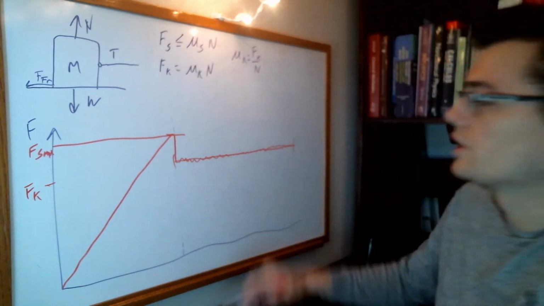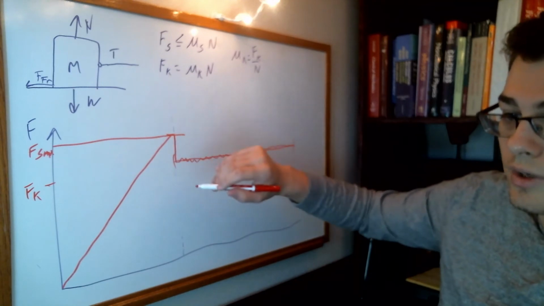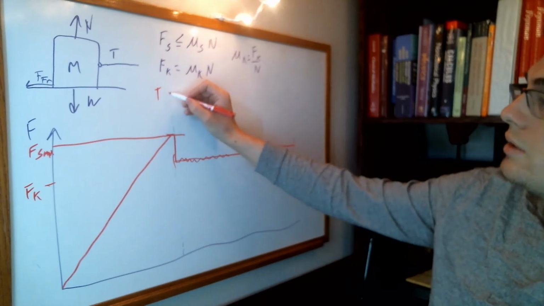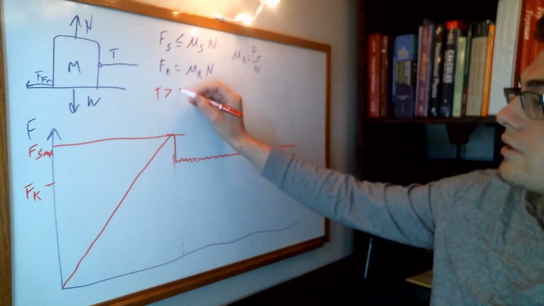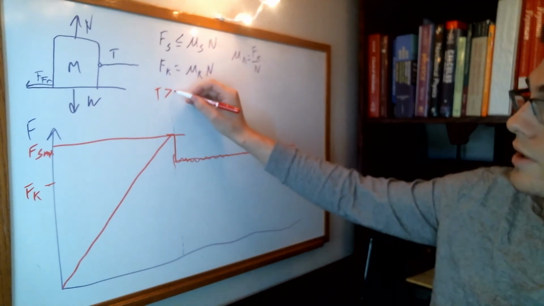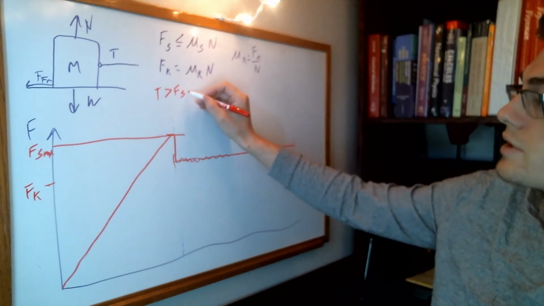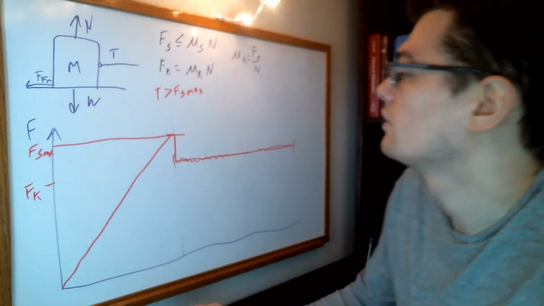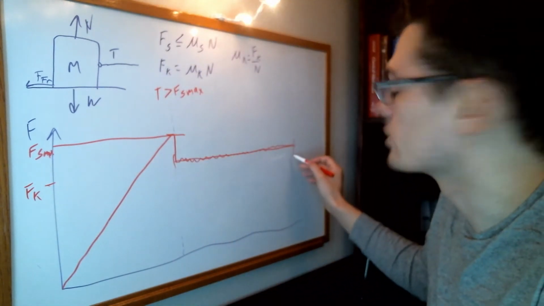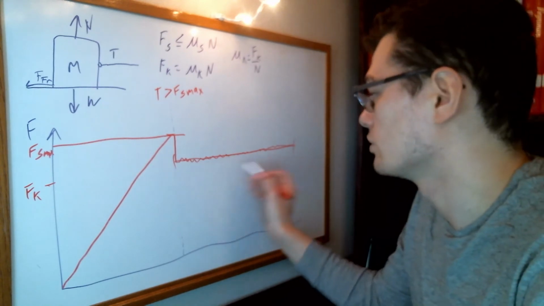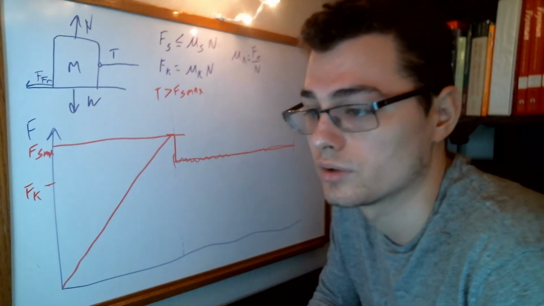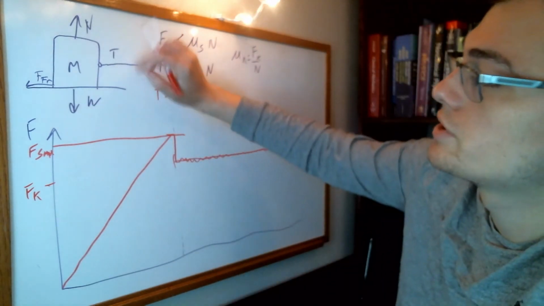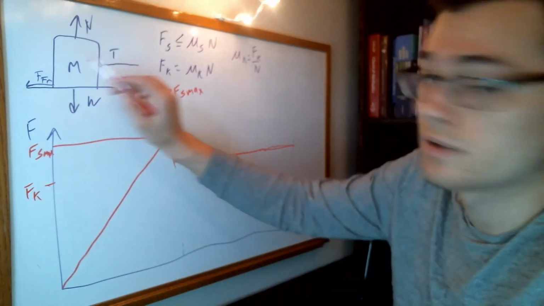And so now we can see that there is some cutoff point here, where eventually T becomes greater than Fs max. This is the point where T becomes greater than Fs max. And then this is what the force due to kinetic friction will look like after this condition is broken. So if we apply any force T that is less than Fs max, the box will not move.